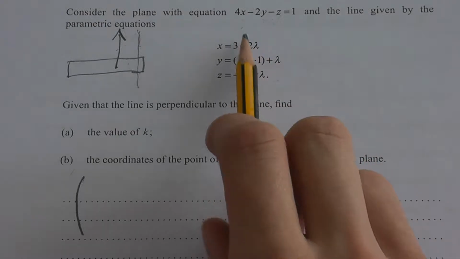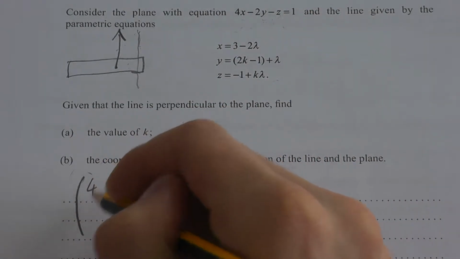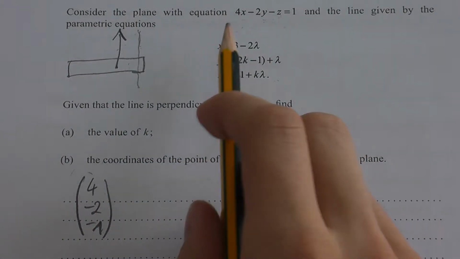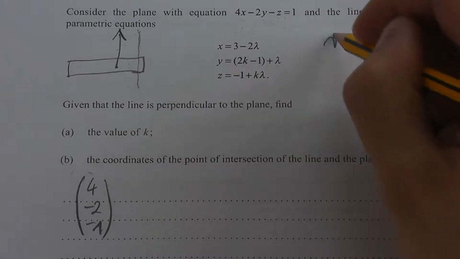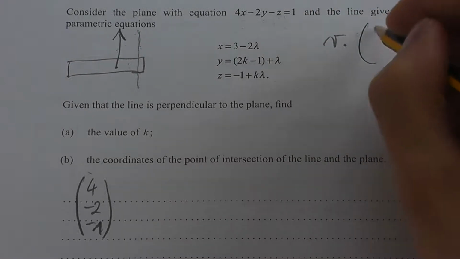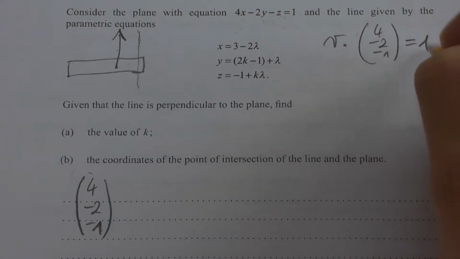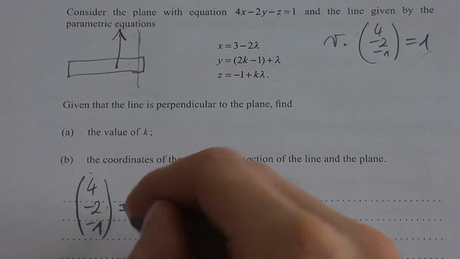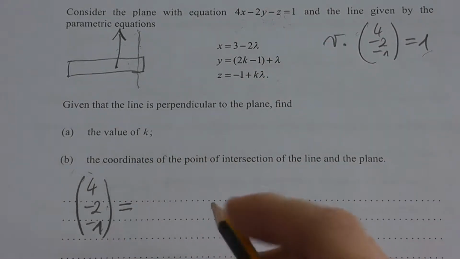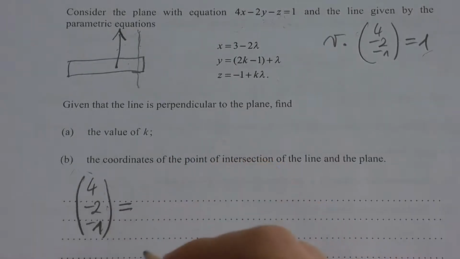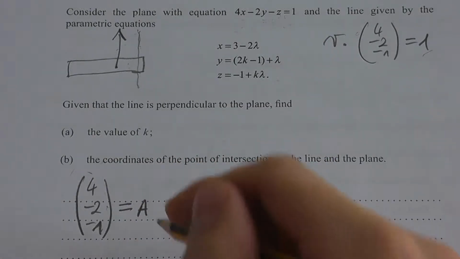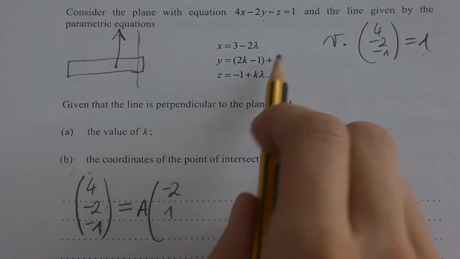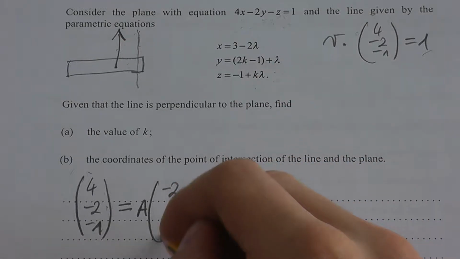This one is going to be 4, minus 2 and minus 1. And this we know from the rule of the line, because you can rewrite the line as r times 4, minus 2, minus 1 is equal to 1, and hence this is the direction vector. So this one is going to be equal to the direction vector of this line times some parameter, and we're going to call the parameter, let's say, a. And this one is minus 2, plus 1 we get from here, and k.